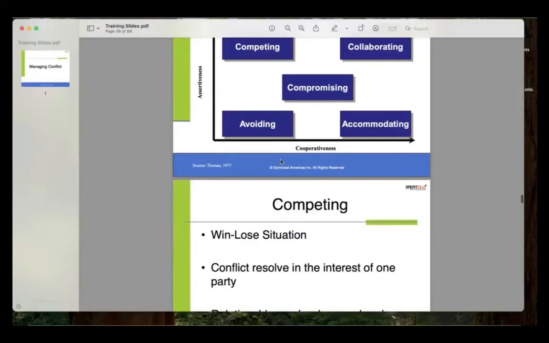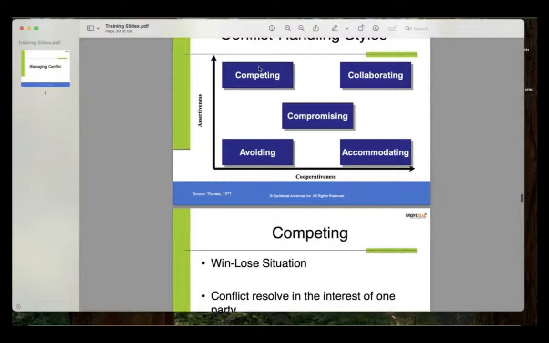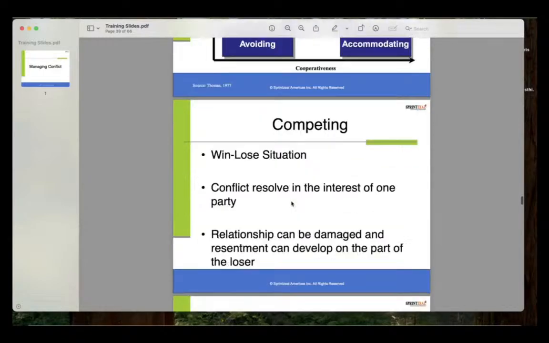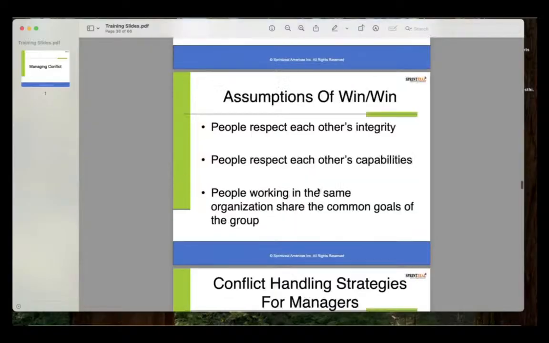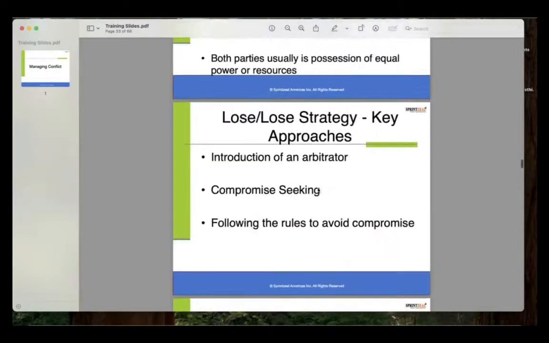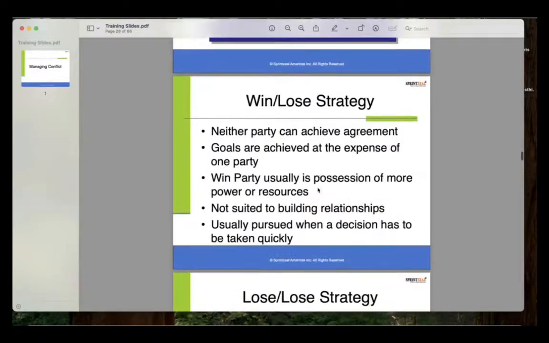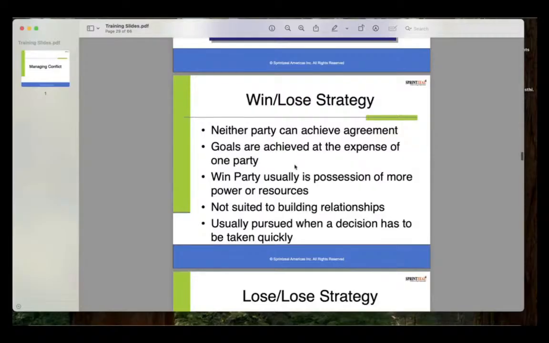We'll see one by one what we understand. Competing. So win-lose situation, as we discussed, when it is about competing. Conflict is resolved in the interest of one party. What happens in a win-lose situation? I'll just scroll and show you what we studied, the win-lose mode. In this, it is about win-lose. One party is going to win, one party is going to lose.